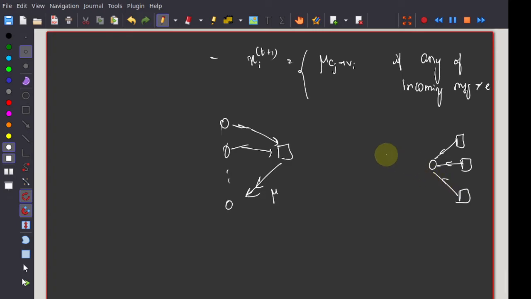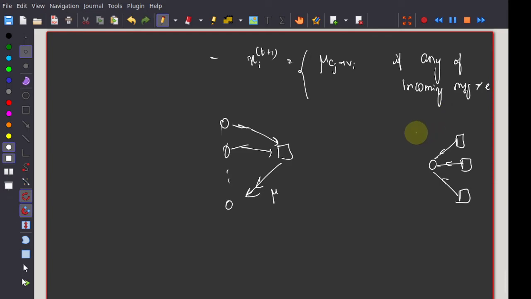At each variable node, I recompute my estimate. If any of the incoming messages is not an erasure, then I take that value. If my previous estimate was already not an erasure, if it is 0 or 1, then I leave it as it is. Suppose my previous estimate was an erasure and one of the incoming messages is not an erasure, then I update it with that particular value. If all of them are erasures and my previous estimate is an erasure, then my next estimate is also an erasure.